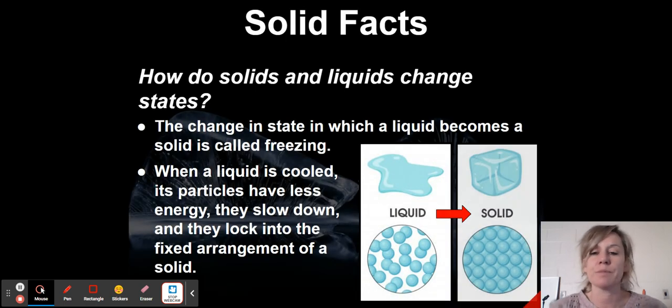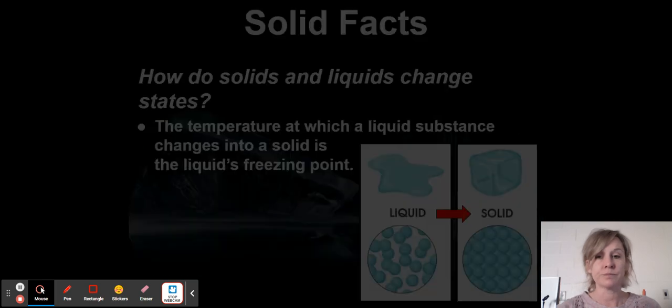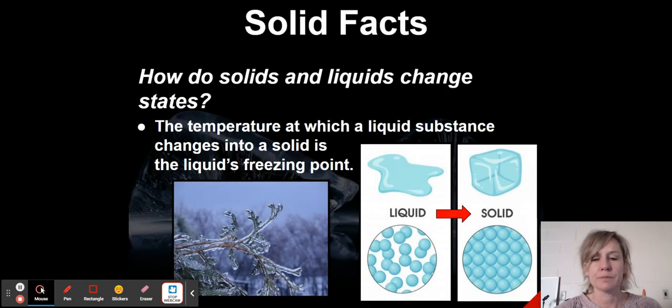When we change from a liquid to a solid, think water going from liquid water to solid ice, that's called freezing. When a liquid is cooled, its particles have less energy and slow down, going from a liquid to a solid, and they lock into a fixed arrangement. That's a solid. The temperature at which a liquid substance changes to a solid, so when water changes to ice, is the freezing point.